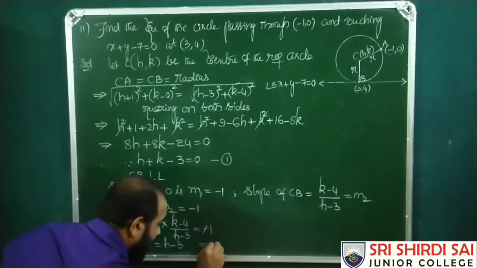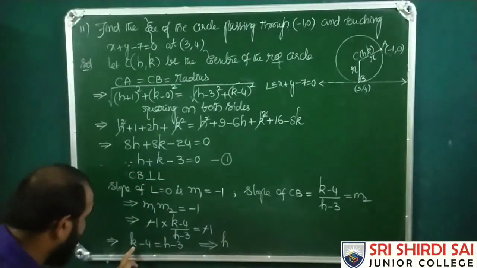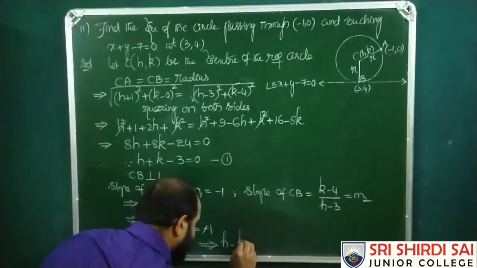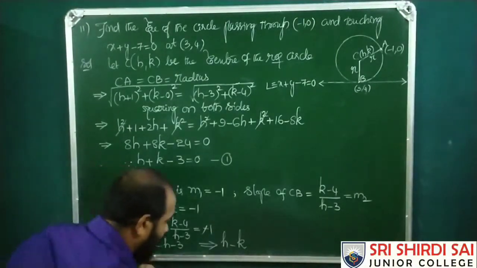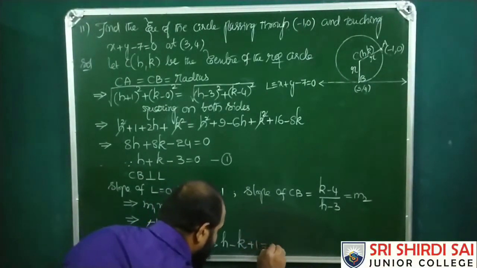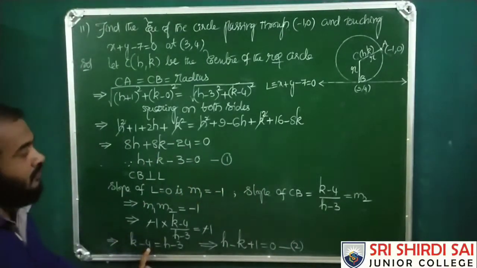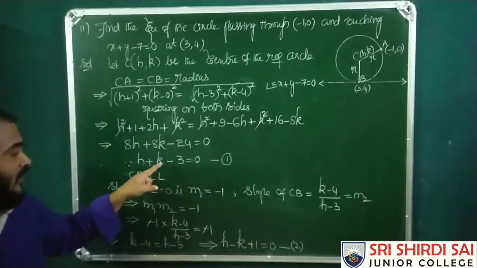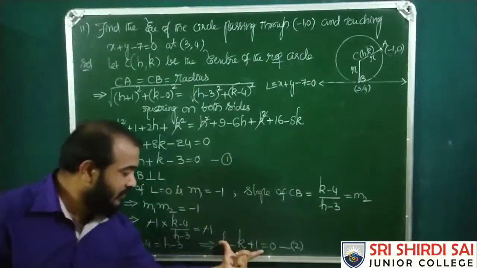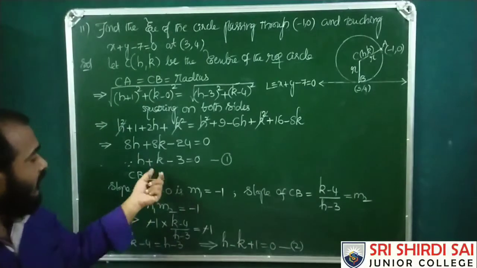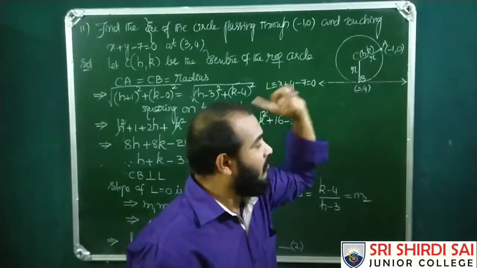So that implies h minus k minus 3 plus 4 plus 1 equals 0. This is the second equation. So simply solving the 1 and 2 equations, we will be getting the values of h comma k, and that is the center of the required circle.